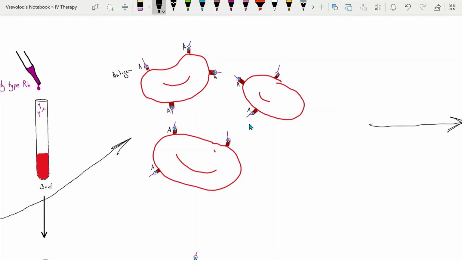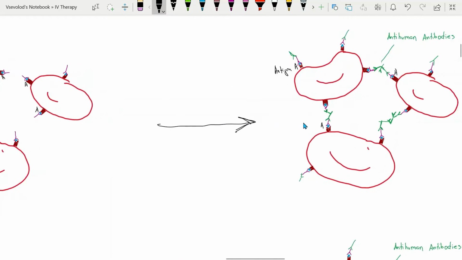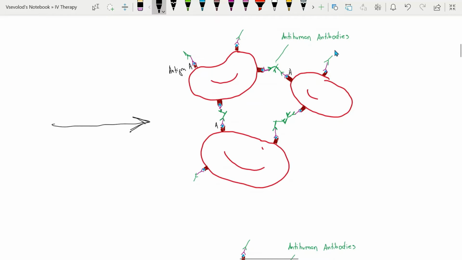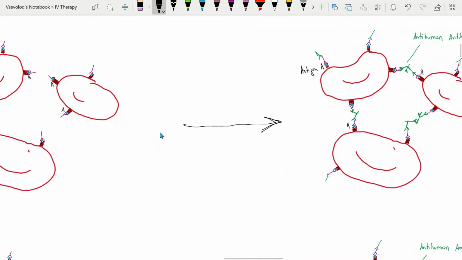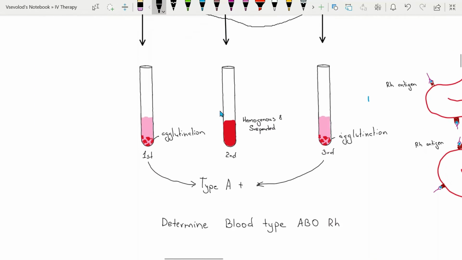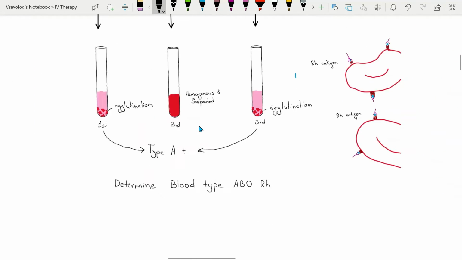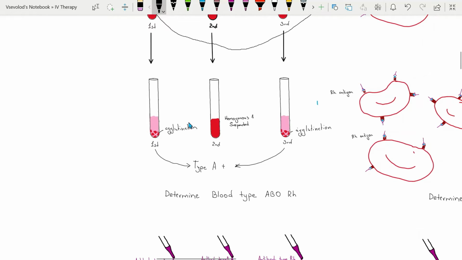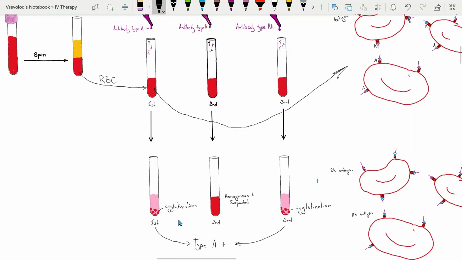Then techs add anti-human antibodies. Anti-human antibodies will recognize and bind to antibody A. Also, anti-human antibodies will link between each other. Cells will link together and clump. This link can be called agglutination, or cells are agglutinated. So cells will agglutinate and be visible to the naked eye on the bottom of the test tube.